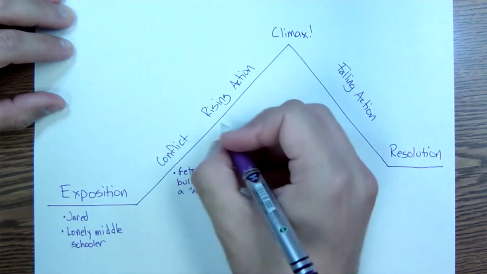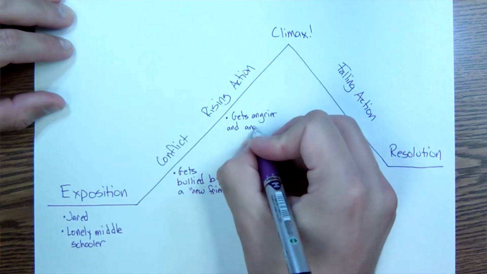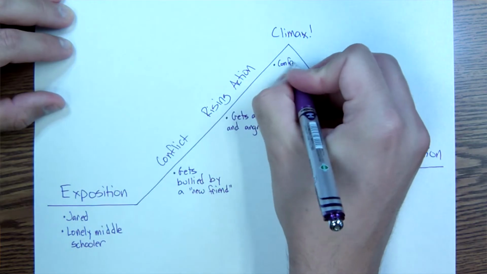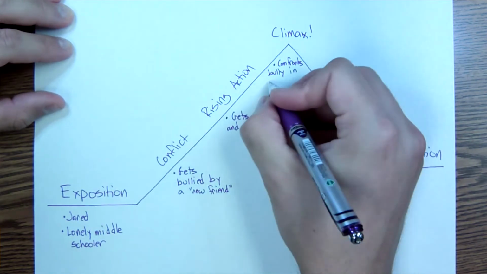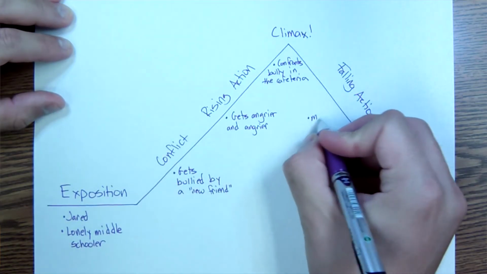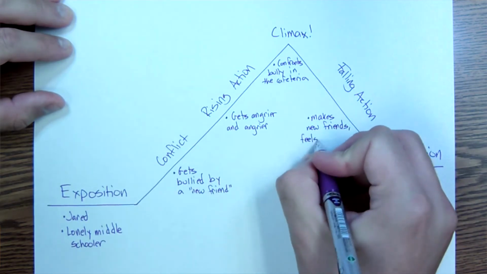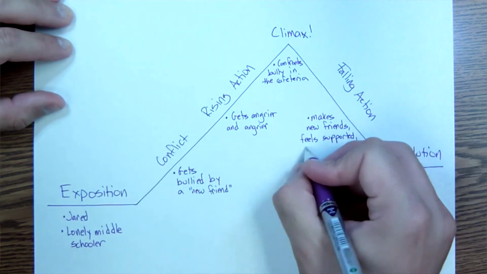The rising action is that Jared gets angrier and angrier. He realizes he's being bullied. He realizes that this person isn't being good to him. And the climax is a really dramatic scene where he confronts his bully in the cafeteria in front of everybody during lunch. This story is set in a school, because I'm a teacher, so obviously. That's the climax. Now the falling action is that Jared, after confronting his bully, ends up making some new friends. He meets some really cool people. His new friends make him feel really supported, and then eventually the bully stops.